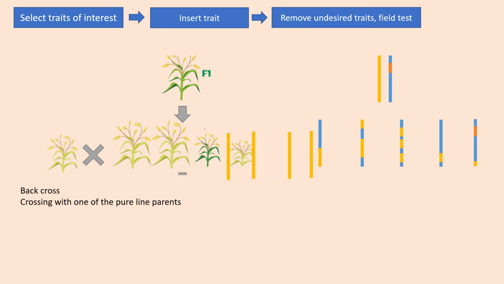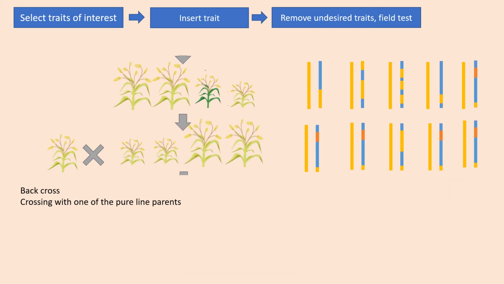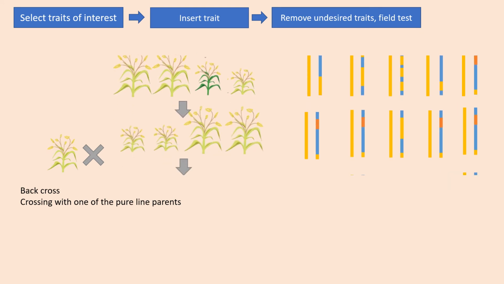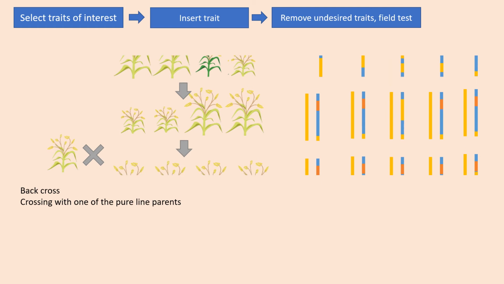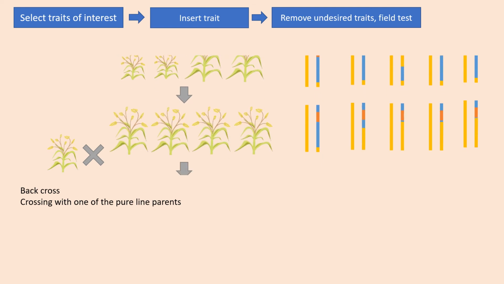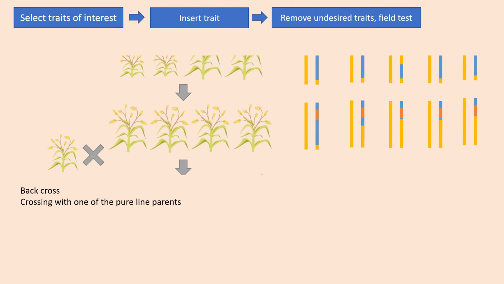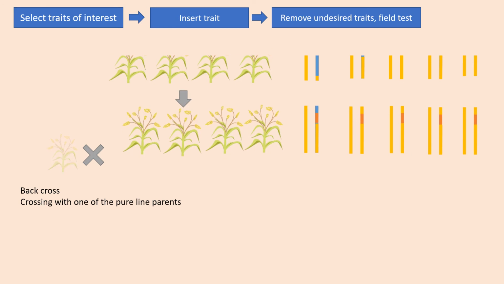So the next generation, F2, will inherit half of the genes that come from the highly productive parent in the cross, and the other half will be a recombined chromosome from the F1 generation. This process is also repeated for several generations until a uniform true breeding line is obtained that has both desired traits from its original parents.